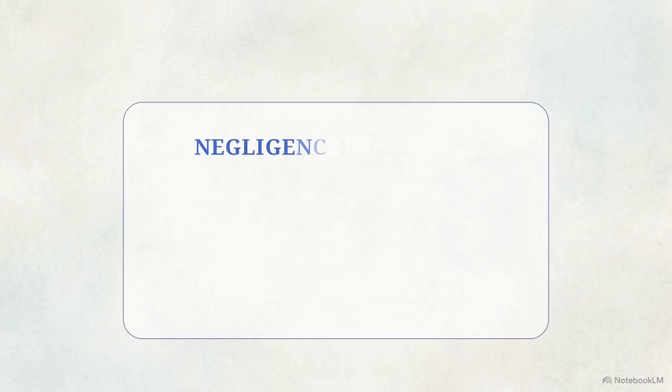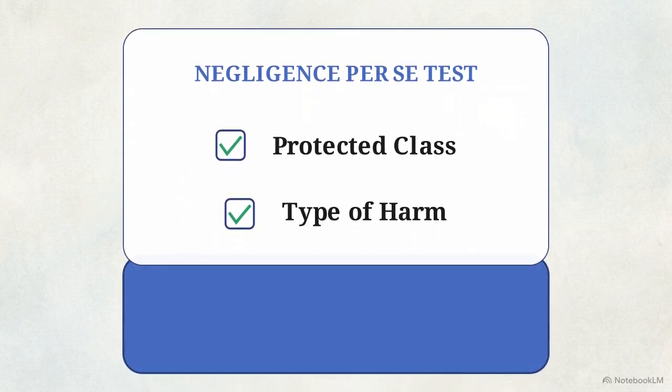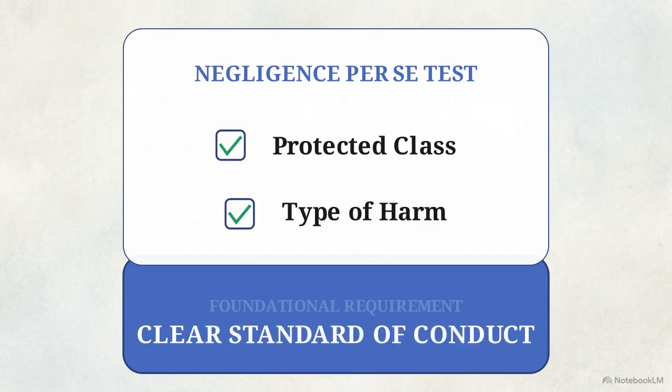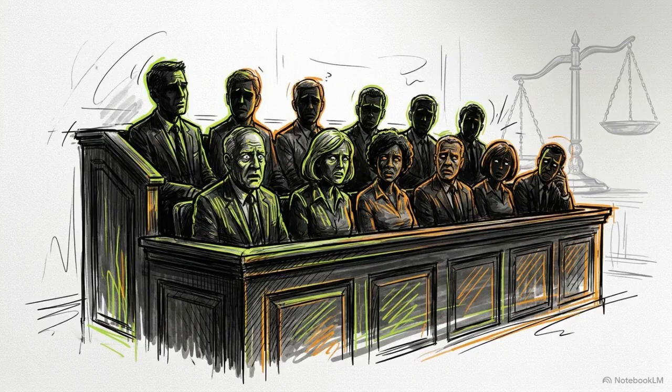First, the plaintiff must show they belong to the specific class of persons the legislature intended to protect when they wrote the law. Second, the injury suffered must be the exact type of harm the statute was designed to prevent. Both of these prongs rest on a foundational requirement. The statute itself must dictate a clear standard of conduct, rather than a vague directive to simply act safely. If either the victim or the injury fails the test, the court will refuse to adopt the statute as the standard of care. The plaintiff is then forced back to the subjective, reasonably prudent person standard.